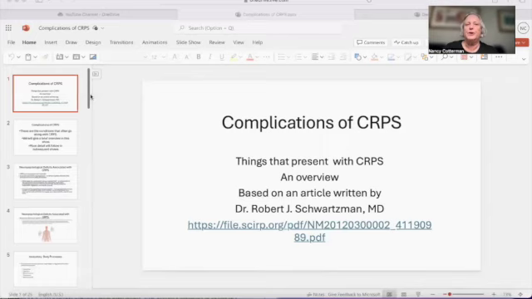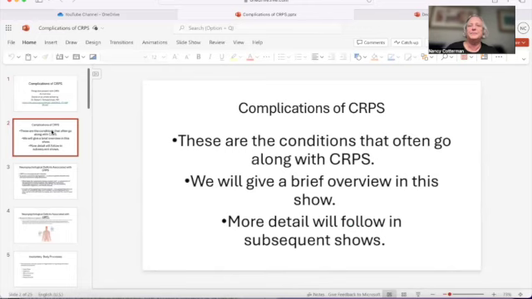On to the second part, complications or comorbidities of CRPS. These are things that present with CRPS, and this is an overview. We will go into more detail in future shows. Complications or comorbidities of CRPS are conditions that often go along with CRPS. We will give a brief overview in this show, and more detailed shows will follow in subsequent weeks.